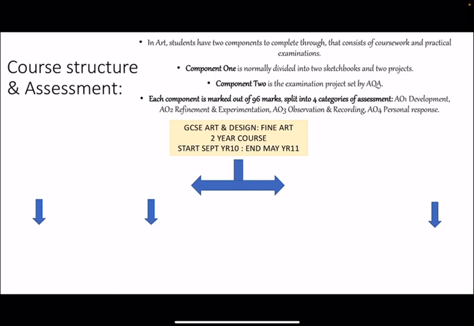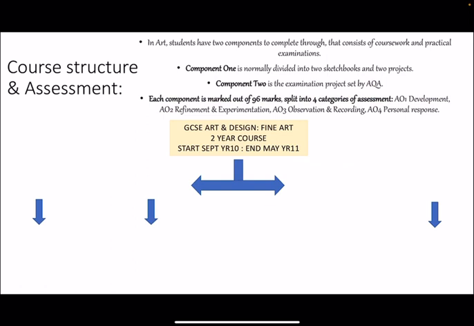Course structure and assessment. So in art, students will have two components to complete. That consists of a coursework and practical examinations. So most of their marks is from 100% coursework-based assessments. The practical exams are basically to produce the outcomes for their projects. It gives them that dedicated time to be able to work to produce their final outcomes in response to their starting points.